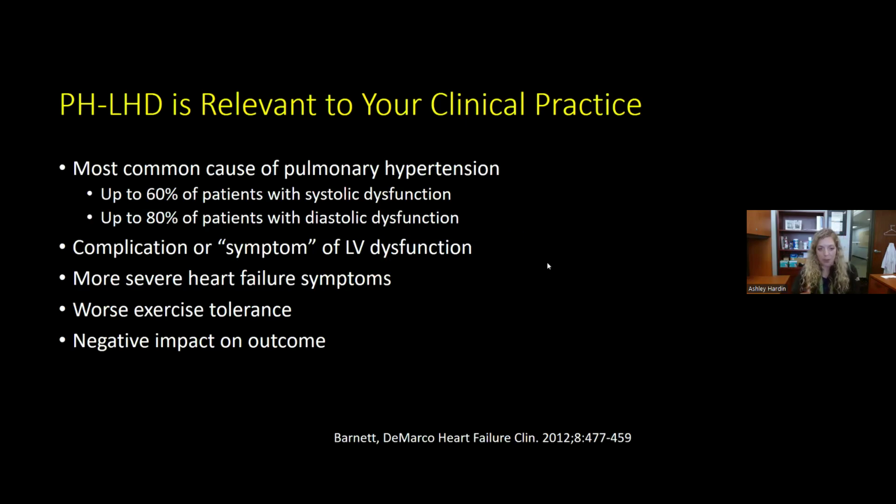Up to 60% of patients with systolic dysfunction will have concomitant pulmonary hypertension, and up to 80% of those patients who have diastolic dysfunction or HFpEF. PH is thought of as a complication or a symptom of LV dysfunction, whether that's HFrEF or HFpEF. Patients with concomitant PH have more severe heart failure symptoms, worse exercise tolerance, and their outcomes are impacted. You have a worse outcome with pulmonary hypertension, even if it's passive, than you do without pulmonary hypertension in your patients.